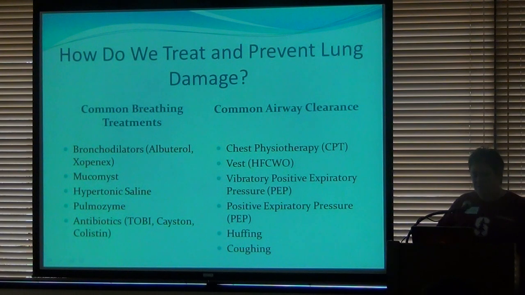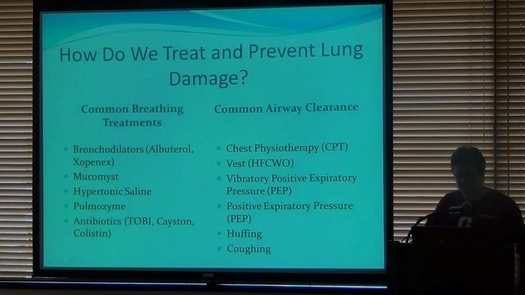So what do we do to treat and prevent lung damage? Well, these things I hope are going to look familiar to you. We have bronchodilators, and what those do is actually open up the airway so that there's a bigger cross-section. Mucomist is something that makes mucus thinner by breaking up the actual mucus bonds.